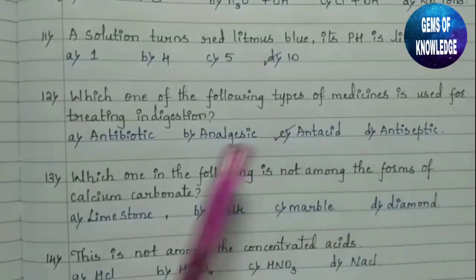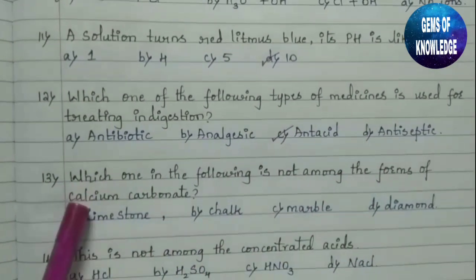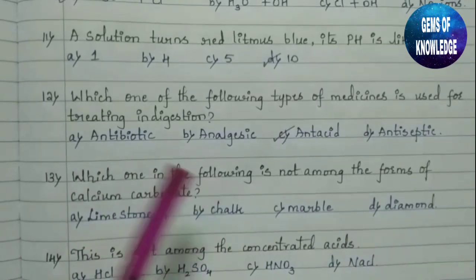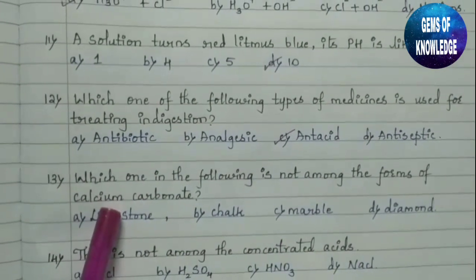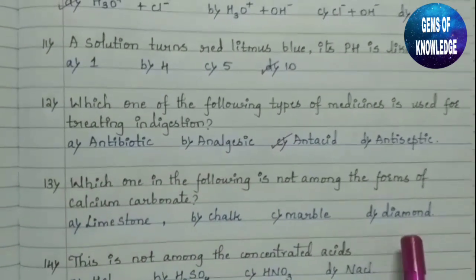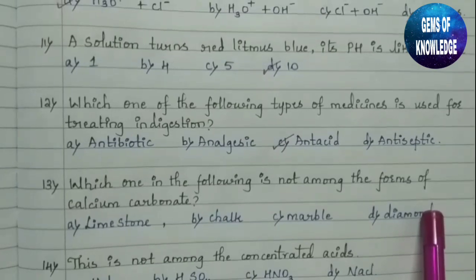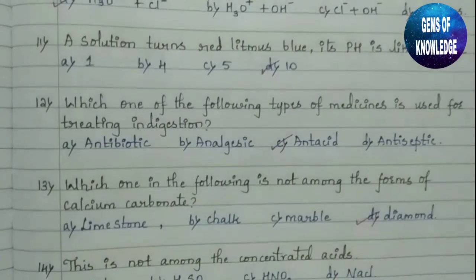Okay, so here one more question is asked. We should mention which is that form which is not among the calcium carbonate. So limestone, chalk and marble come under the forms of calcium carbonate, whereas diamond is the form of only carbon. So the answer here is diamond.